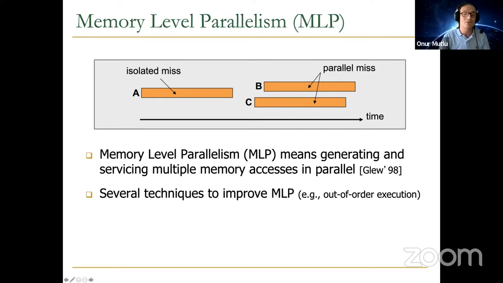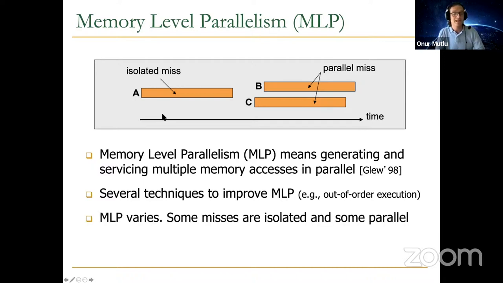So why does this happen? You've seen out of order execution, for example. Out of order execution leads to generation of parallel misses, for example. In vector processors, a large vector can lead to parallel misses, but a scalar reference can lead to an isolated miss, for example, right? And memory level parallelism varies. Some misses are isolated and some misses are parallel in systems.